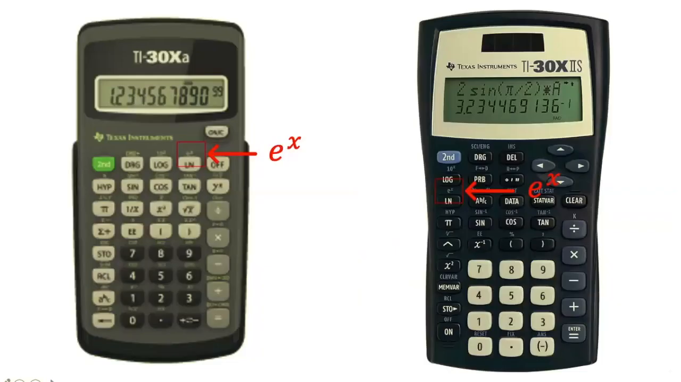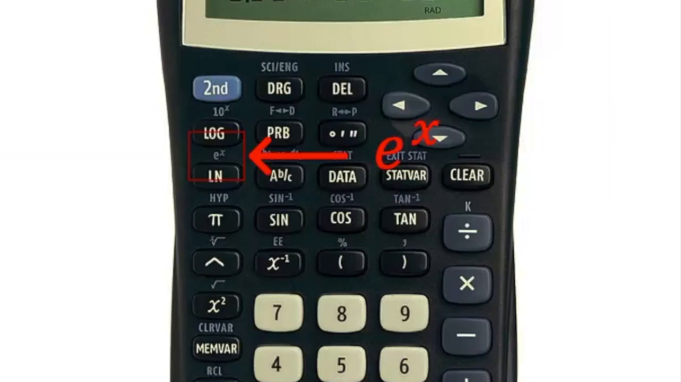Your calculator is going to have an e to the x key. It's usually located on the ln button, which stands for natural log. And because it's printed above that button, you'll have to hit your second key before hitting ln. That'll give you a base of e, and you can put on the exponent that you want.